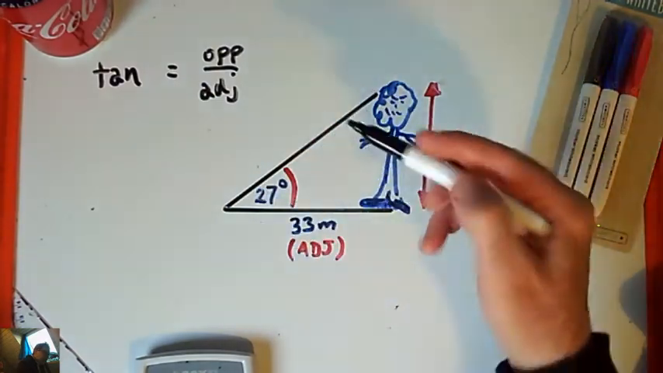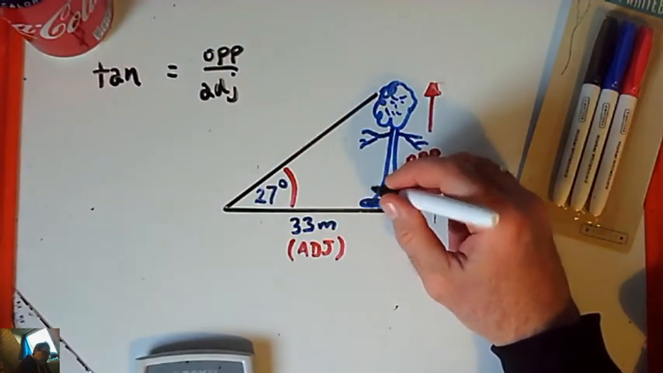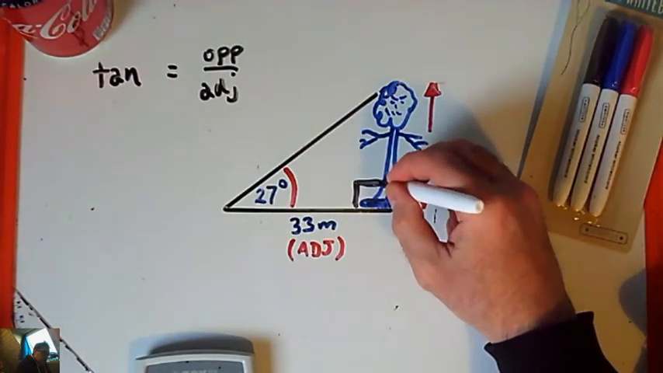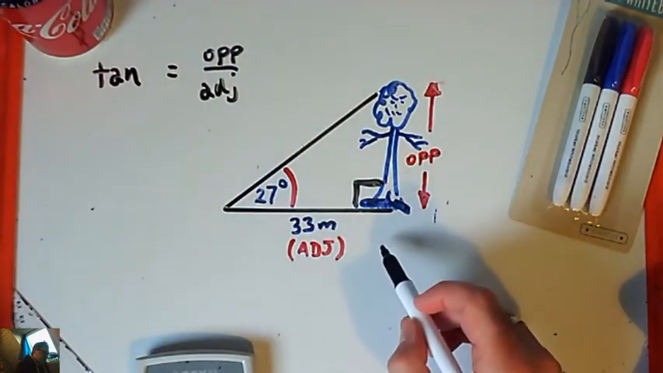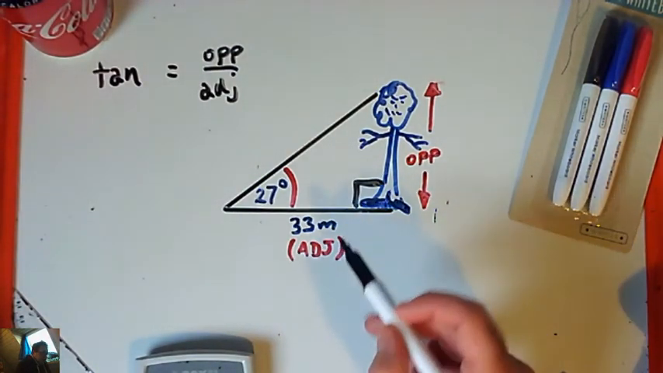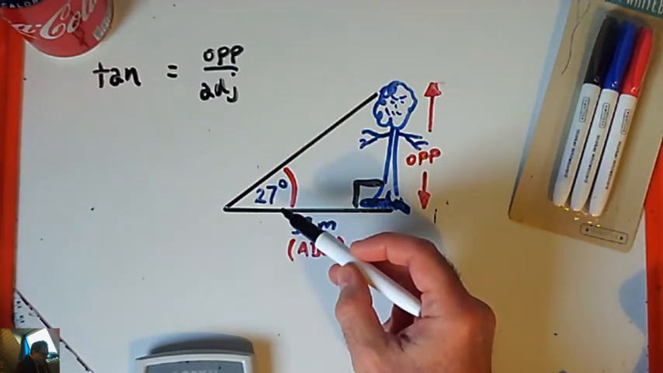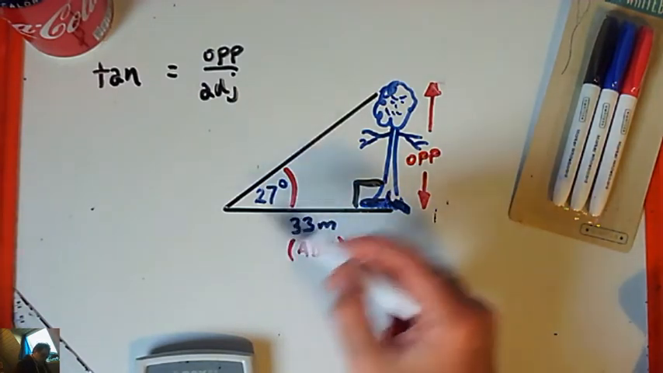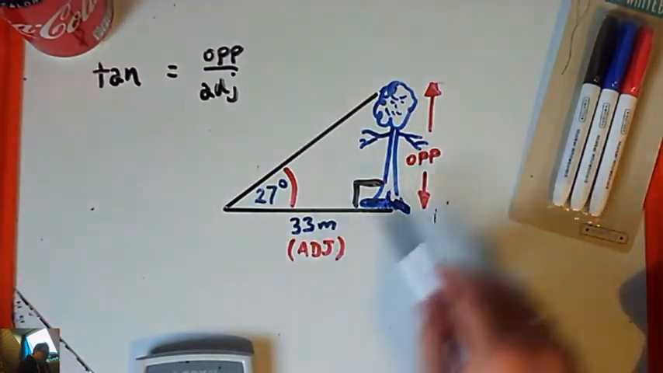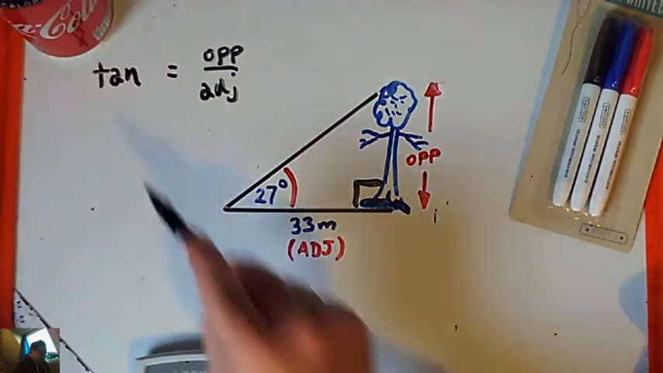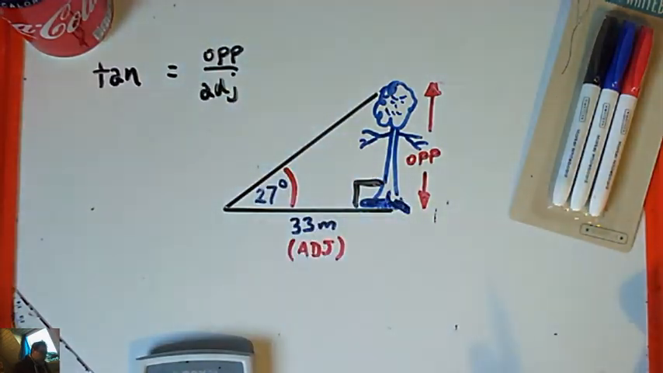You can tell it's the longest side because it's across from the right angle, which is between the tree and the ground. And then the 33 meters along the ground is the adjacent side. It's the one that's next to the 27 degrees that we're going to use, but it isn't the hypotenuse. So with opposite and adjacent involved in the problem, we're going to use tan. Tan equals opposite over adjacent.